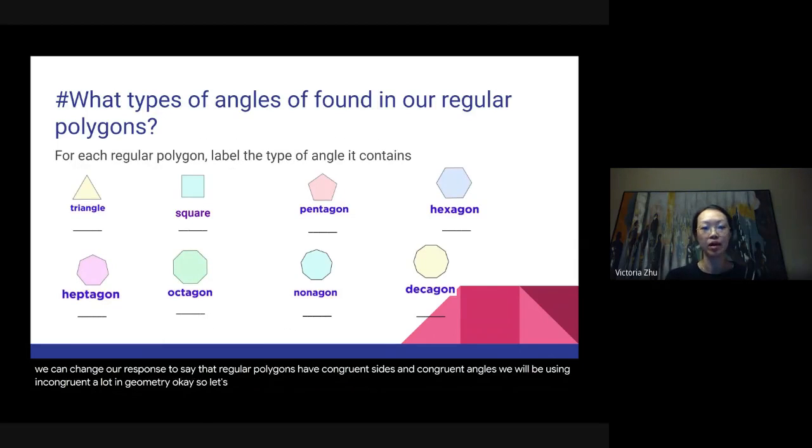Okay, so let's come back to our polygons here. Here's another exercise. Notice that I changed the quadrilateral to square because that one is a square. So for all of our regular polygons here, try to see what type of angles they contain. Acute, right, or obtuse. Go ahead and pause the video and write those in.